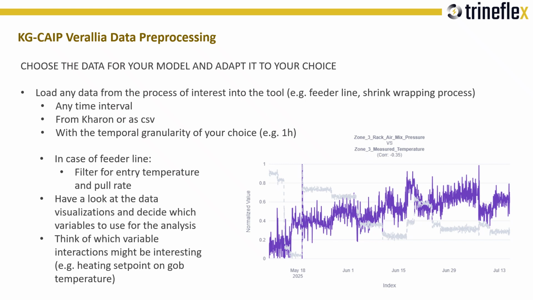For the feeder line, we also have implemented the possibility to filter for the entry temperature as well as for the pull rates. And you can look at the data. You have an example on the right side of a visualization of the time series. It's also possible to see histograms or volume plots and so on. Depending on these visualizations, you then can decide which variables you want to include in the model and which ones maybe you should exclude.